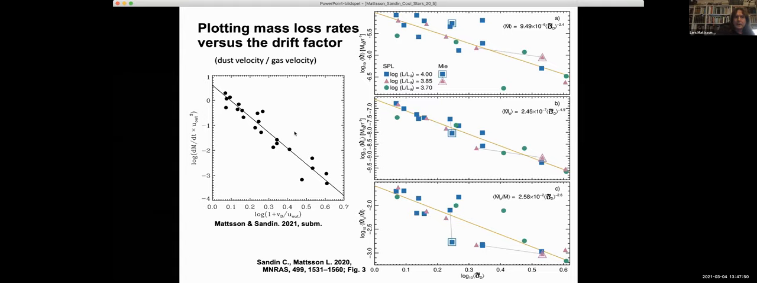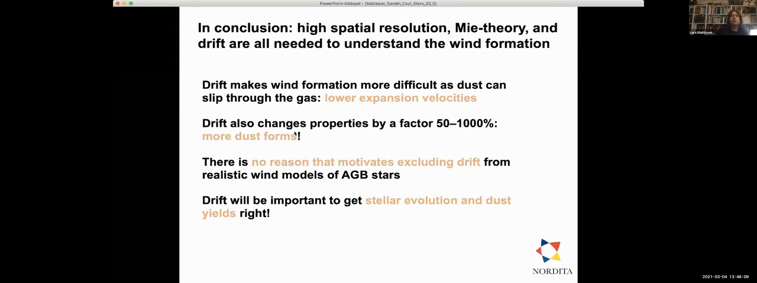There are also a lot of parameters that correlate with something we call the drift factor, which is basically the dust to gas velocity. Since I'm running out of time, I'm unfortunately not going to be able to talk about that, which is quite interesting. But I will move to the conclusions instead and say that high spatial resolution, ME theory, and drift are all things needed to understand wind formation of AGB stars. We cannot leave out drift. It's very expensive when you do modeling, but it's definitely needed.